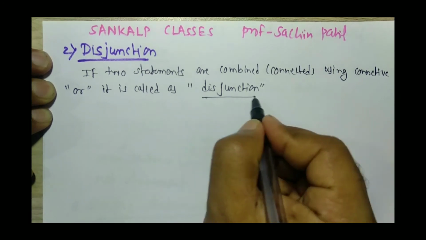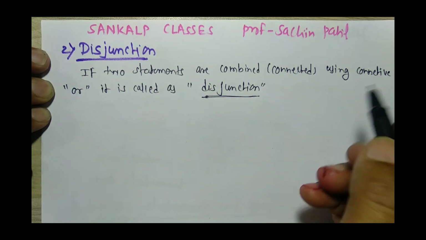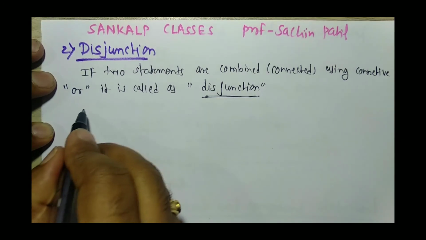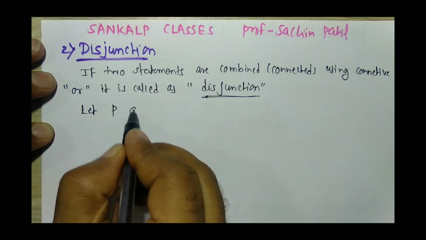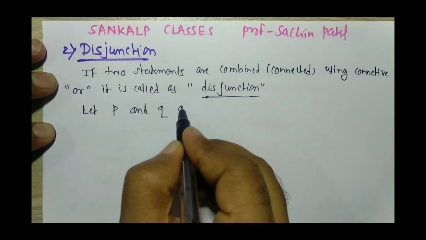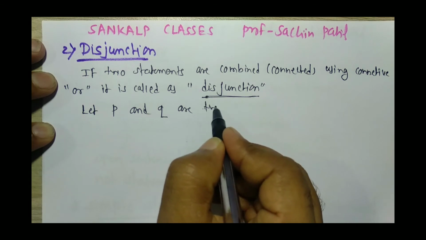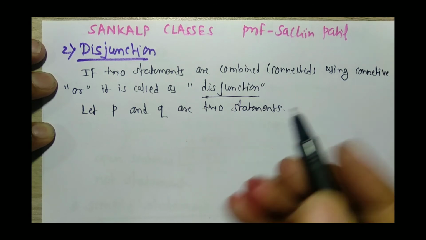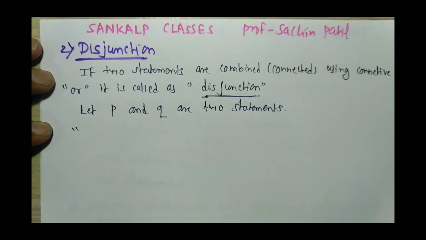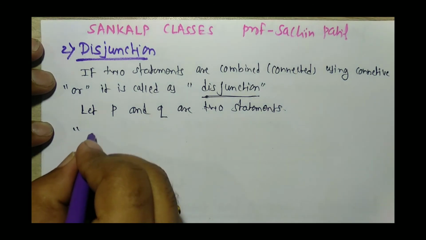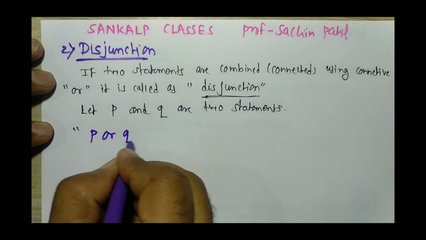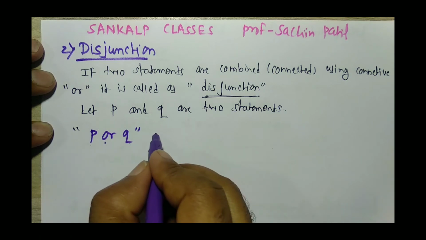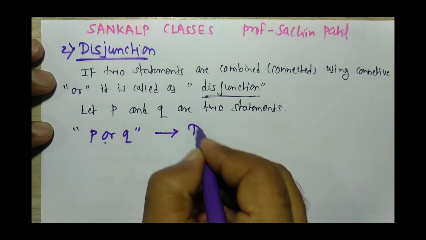That means disjunction is nothing but a combination of two statements which are connected by using or. Let P and Q be two statements, and you will get P or Q. That means two statements are connected by using or. At that time it is called a disjunction.